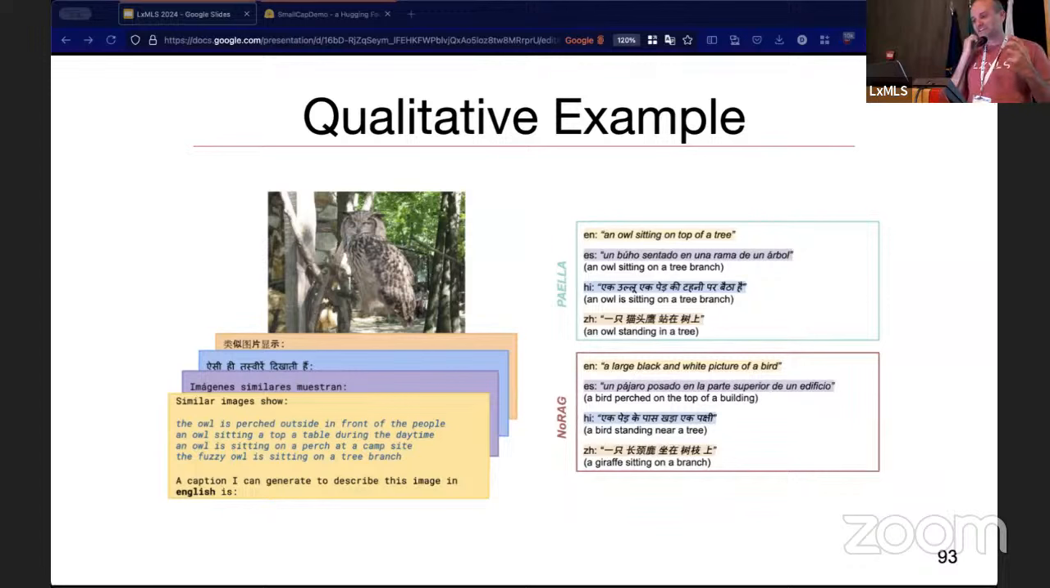Whereas in Spanish and Hindi, it understands that it's a bird, an animal of flight, but it's not getting the details quite accurately. And I think this is just a nice demonstration of the power of retrieval augmentation. And I'm going to go even further.